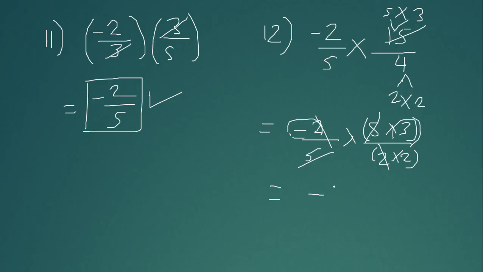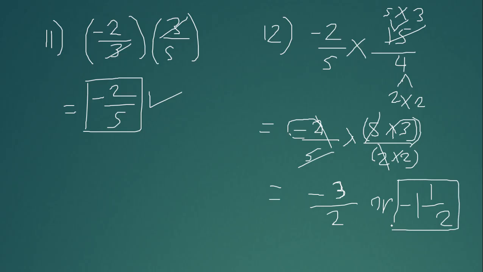So negative 3 and 2. How many 2 sa 3? We have 1. Ang sobra isa. So negative 1 and 1 half. Final answer. Last 3.